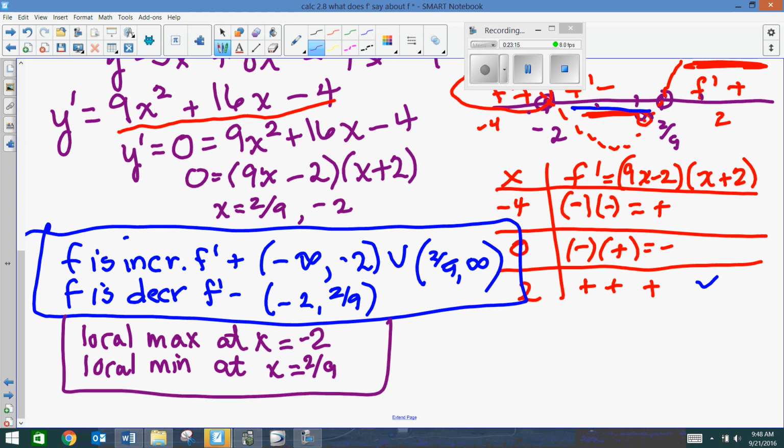All right, I'm going to start a new page. And we're going to go do concavity.